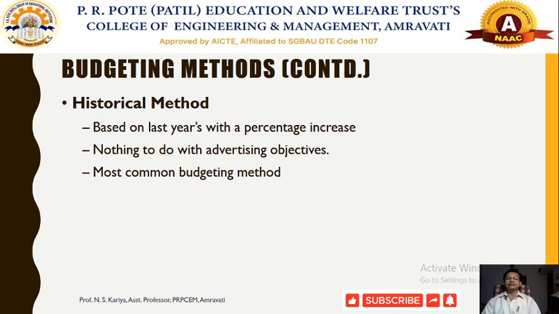Finally again it depends on the top management, with nothing to do with the advertising objective. Here we don't think about our advertising objective. Either we need to increase the advertising budget or reduce it. In general we are increasing the advertising budget. It is again a most common budgeting method, depending on the past performance. Generally, say, 2% or 5% may be added every year to the advertising budget. Most of the companies are using these practices.